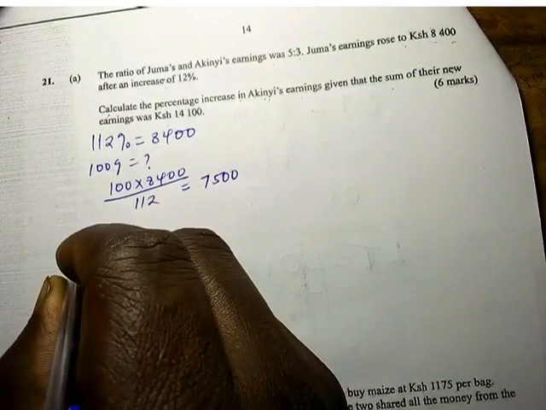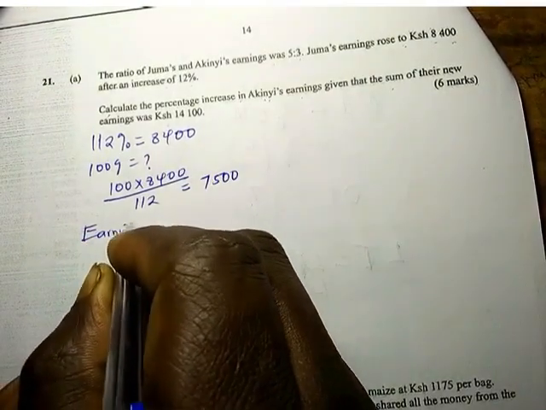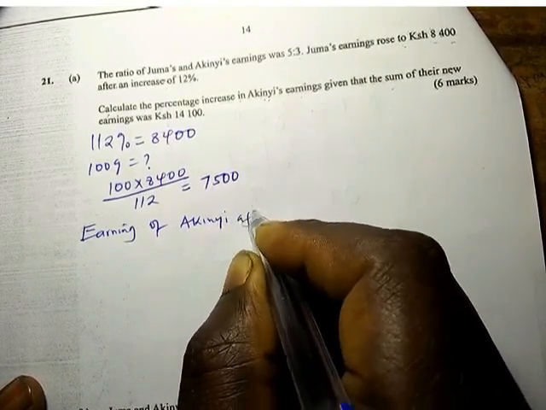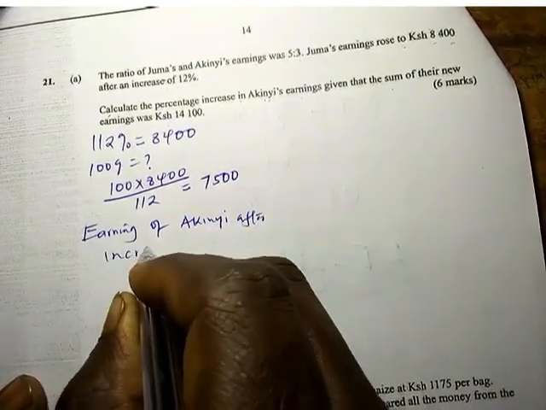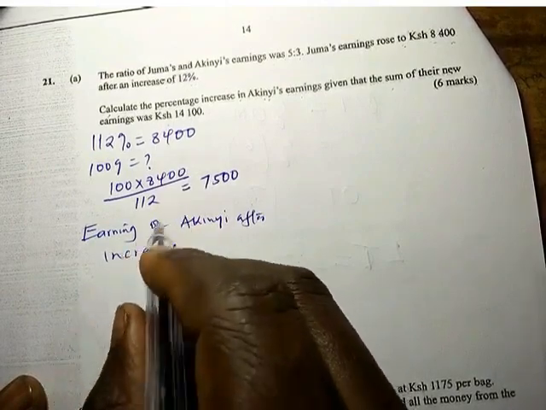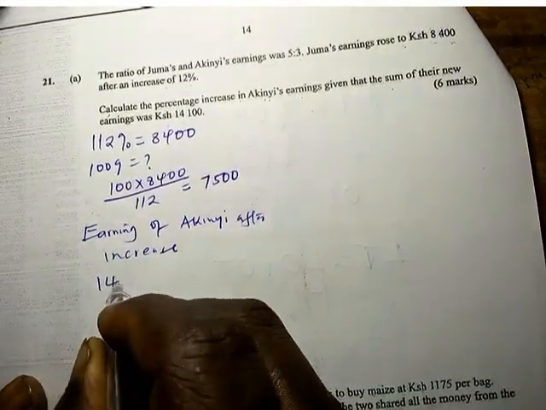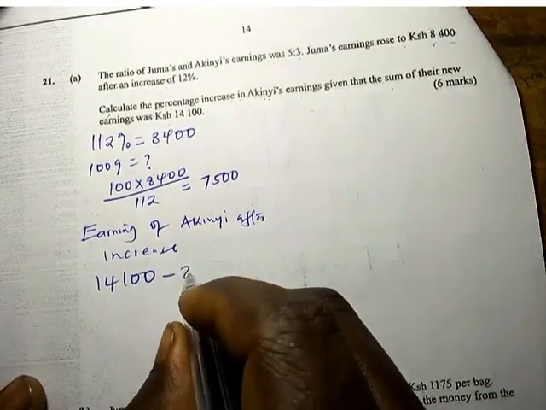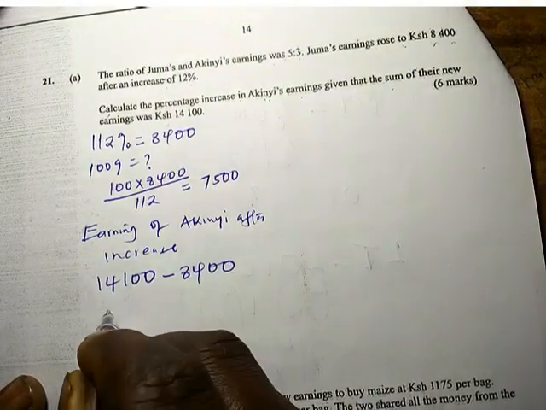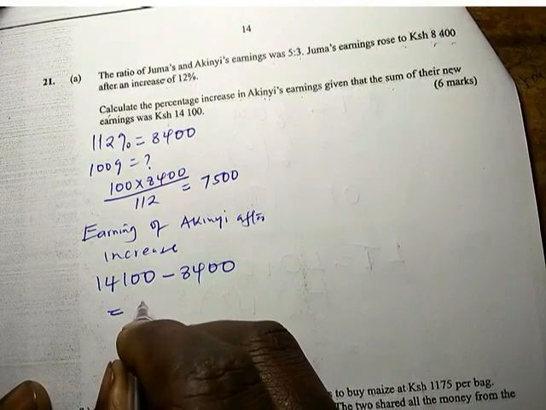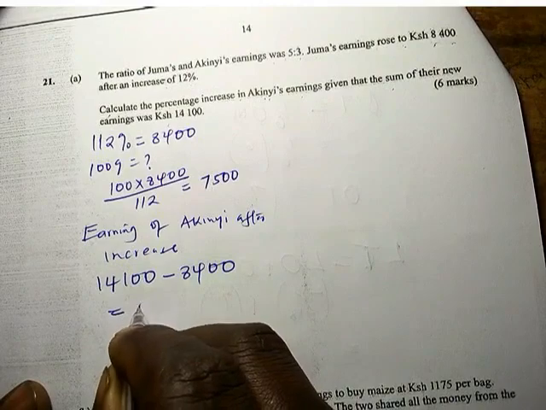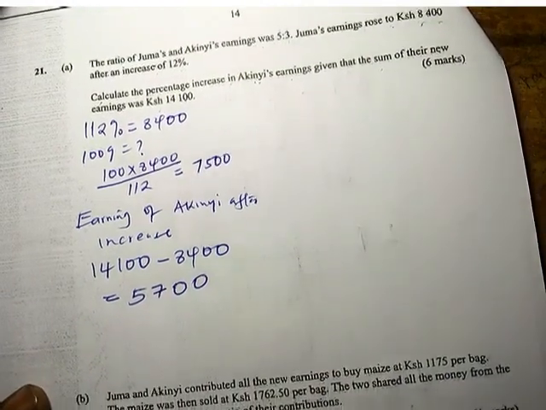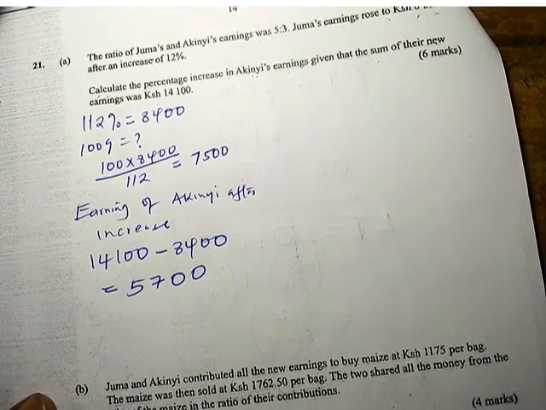So the earnings of Akinyi after increase. They get a total of 14,100 after increasing. We will take away 8,400 for Juma after an increase. We will find that the money for Akinyi that increased to 5,700. Right?